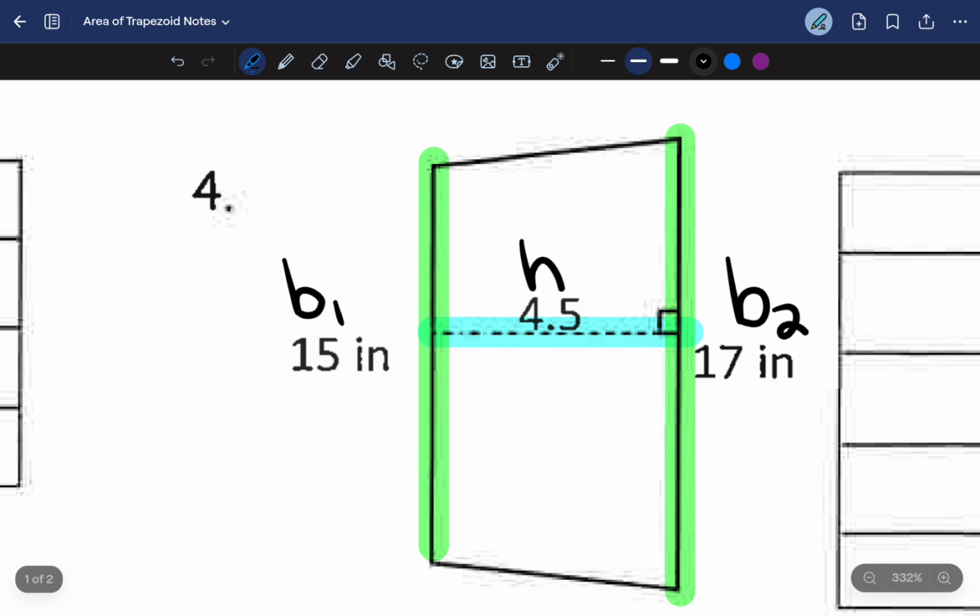All right. Good job finding area of trapezoids.